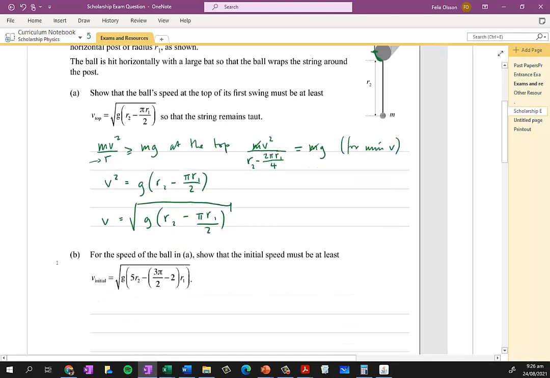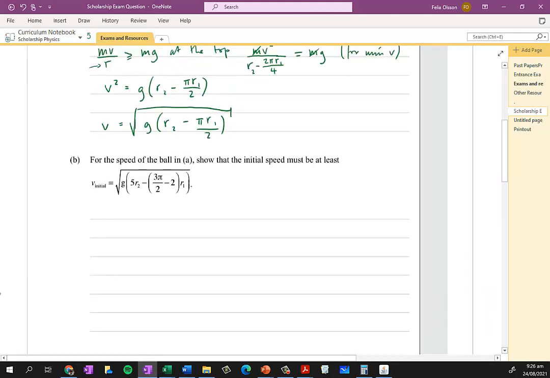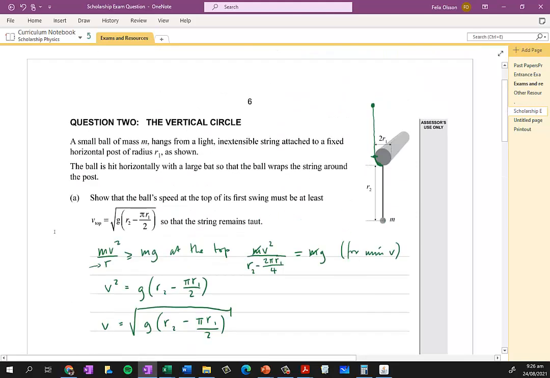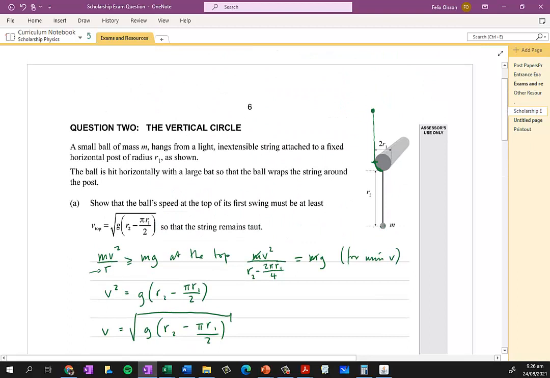Okay, cool. Next, we want to look at this one. For the speed of the ball in A, show that the initial speed must be at least this. In other words, the speed that it has here, just after it's been hit with a bat, so the ball wraps around. So this is an energy conservation problem, because we need the kinetic energy at the bottom to be equal to the gain in gravitational potential energy plus the kinetic energy that it needs at the top to have this minimum speed.